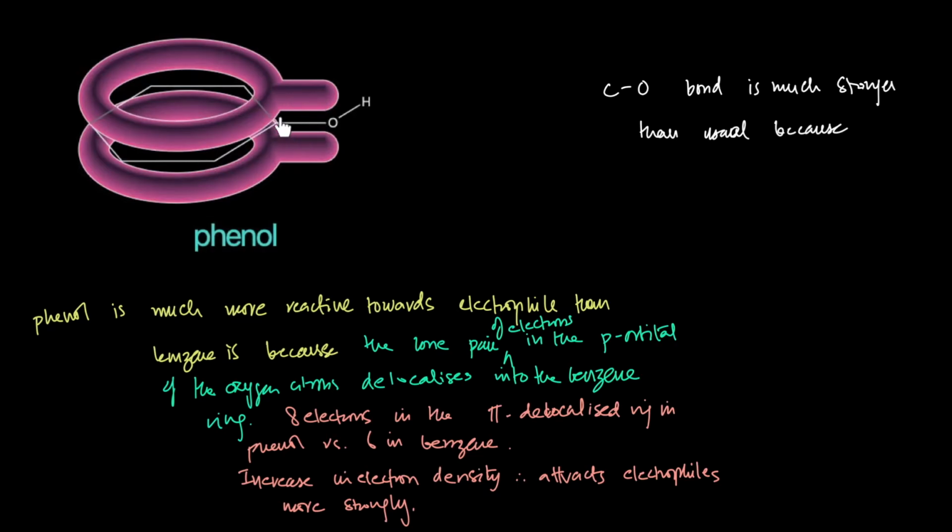What you have is, between the carbon and the oxygen atom, you have the sigma bond, but you also have this partial pi bond, right? Because of the pi delocalization, now you have an 8 electron pi delocalized ring. So there's partial pi bond character to the CO bond over here, right?